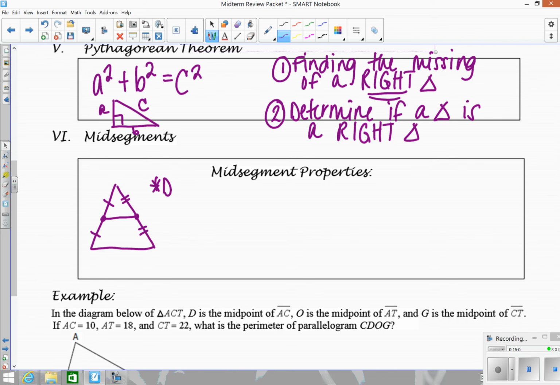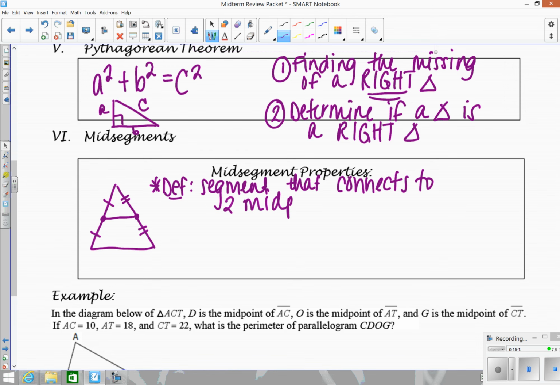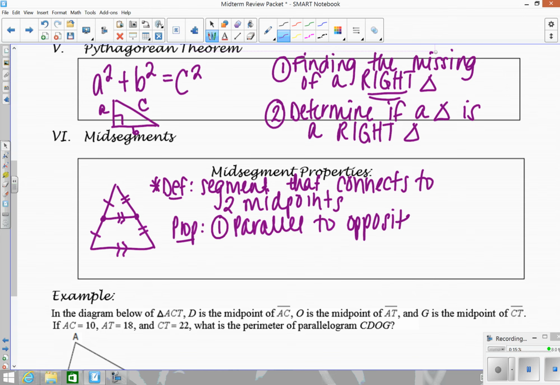So the definition is a segment that connects to the midpoints. It has to connect to two midpoints, not just one. If it connects to one, then it's a median. And the properties: it's parallel to the opposite side, and it's half the length of the opposite side.